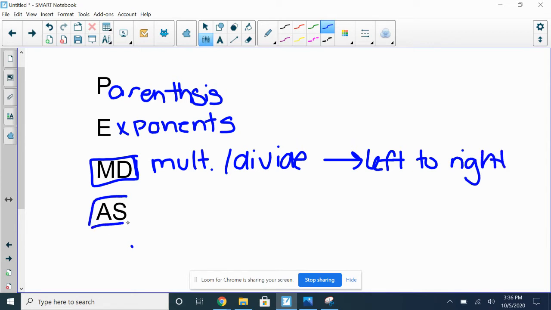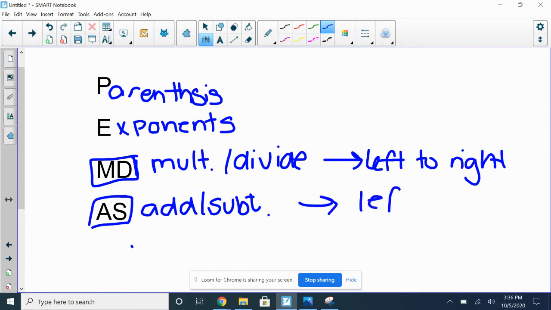And then the same with addition and subtraction. Those two, addition and subtraction, we are going to do as well from left to right. So our please, parentheses; excuse, exponents; my dear, multiplication and division; Aunt Sally, addition and subtraction; and that loud radio was for our left to right with our multiplication and division, and left to right with our addition and subtraction.